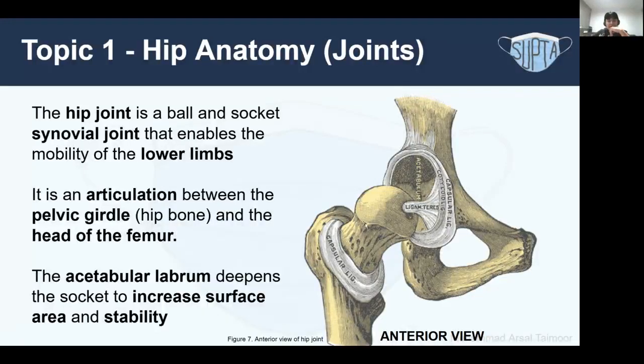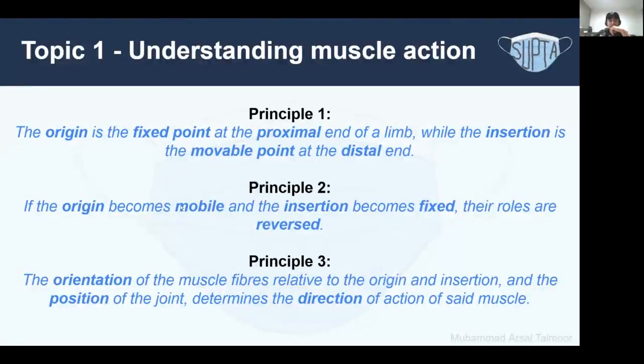And then you can see where it articulates with the femur, so the head of the femur and the acetabulum form that hip joint. The acetabular labrum is fibrocartilage, and we'll see fibrocartilage in the knee joint as well. It deepens the socket, so it increases surface area, but also increases stability because it needs to make up for the fact that it's a ball and socket joint. So that's how you can understand the hip joint.